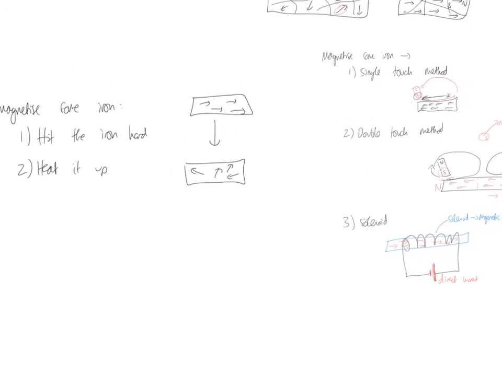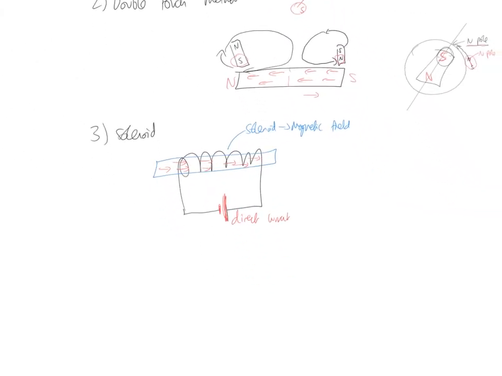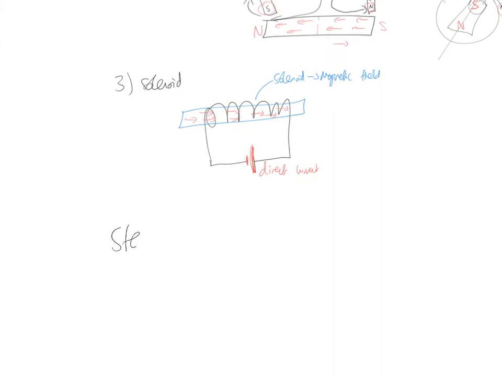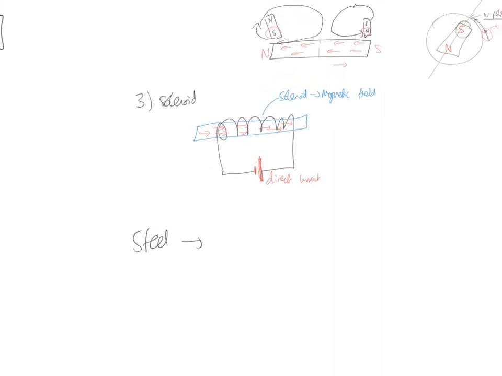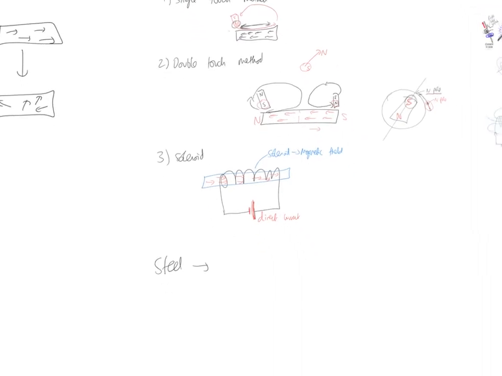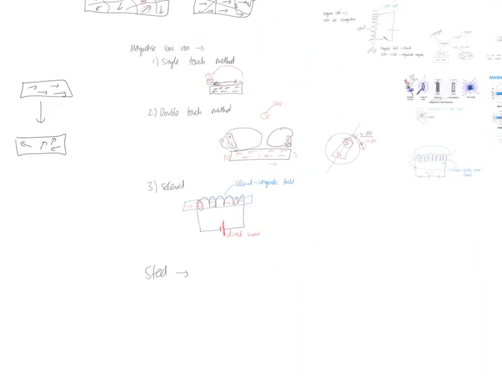So hopefully that's been useful. Why would we want to magnetize something? Well, sometimes we want to turn steel into a magnetic material, and these are the options we could use to do that. And once steel's magnetized, it keeps its magnetism for a while.